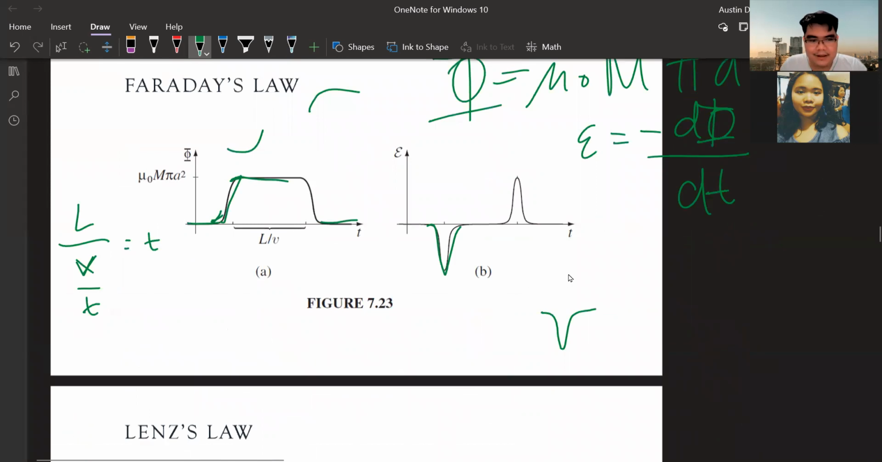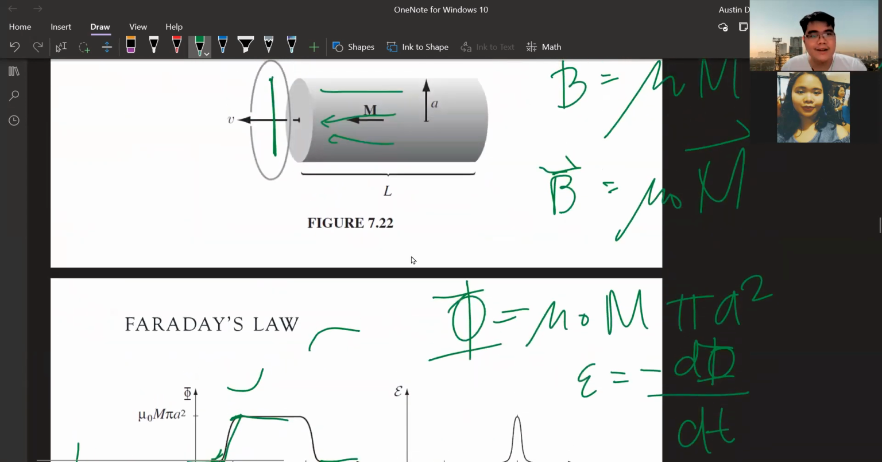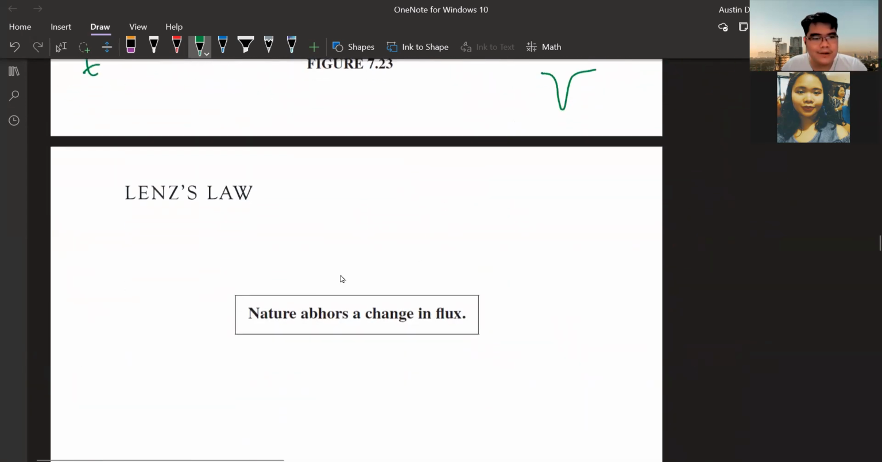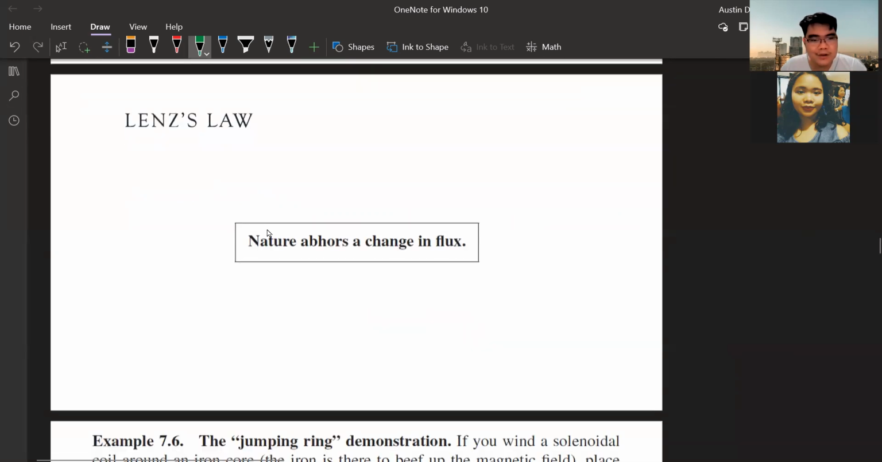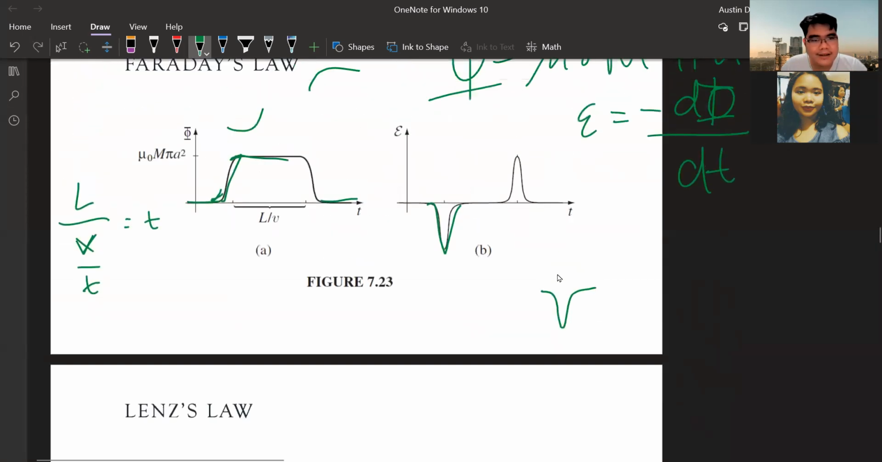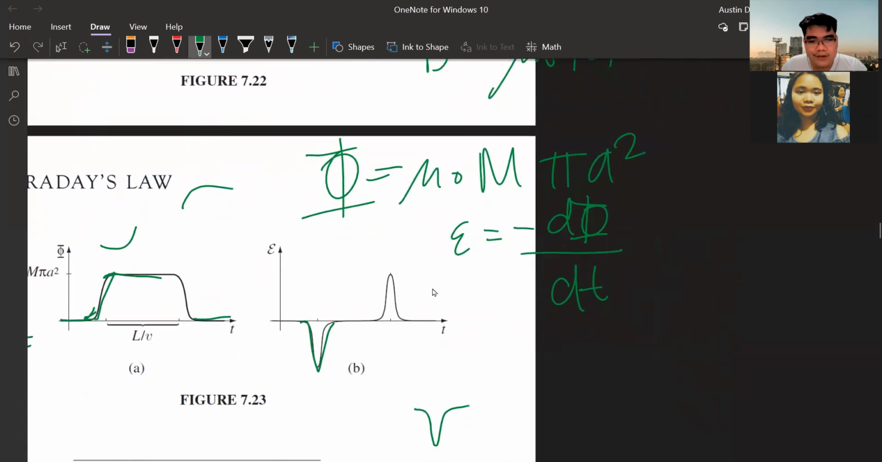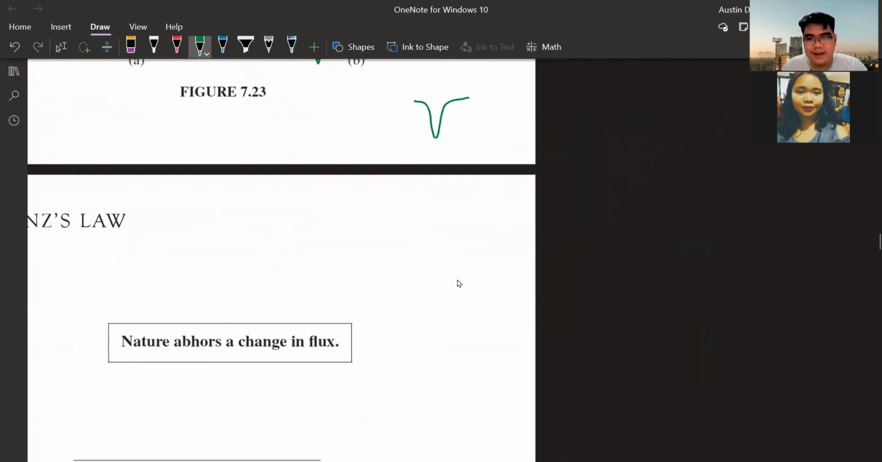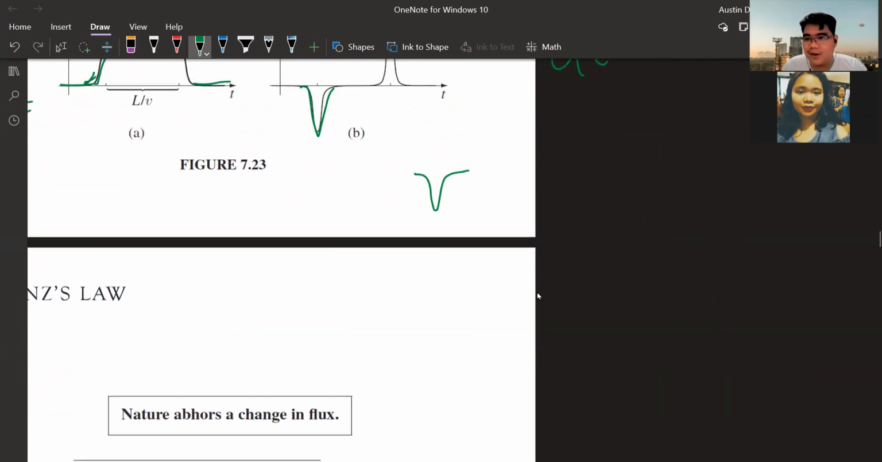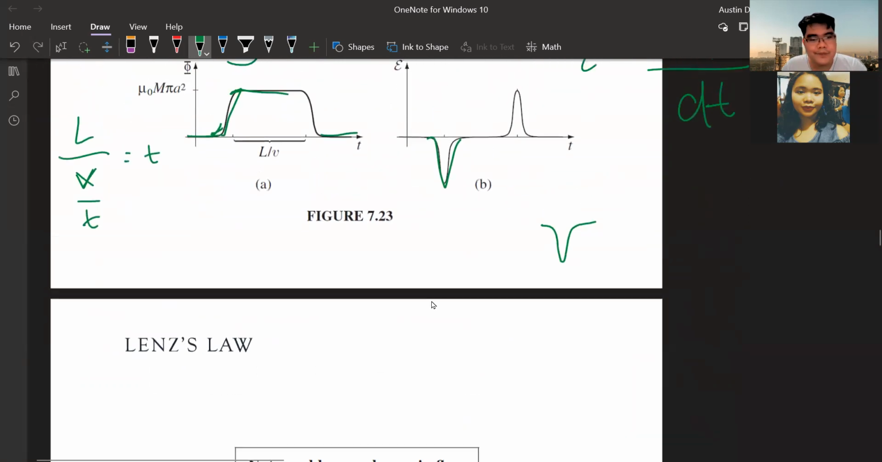Okay, we have that. Now, again, sinabi ko nga nakakalito itong mga direction. Paano ba natin kukunin yung direction na yan? Okay, so Lenz's law tells us that nature does not like change in flux. Okay? So, pwede mong gawin is you get the electromotive force, just the magnitude of it, then plug in later on the direction of the current. Okay? So, pwede mong gawin yun.